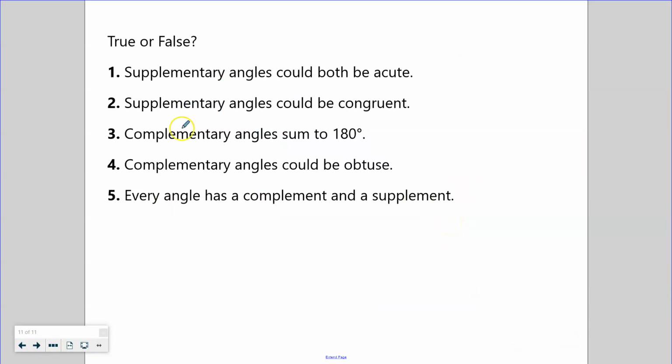All right, true or false? Supplementary angles could both be acute. Remember, supplementary angles have to add up to 180 degrees, so they cannot both be acute. So that is a big false. Supplementary angles could be congruent. Another word for congruent is equal. So supplementary angles could be congruent when they are 90 degrees each. So it could be, not always, but could be.